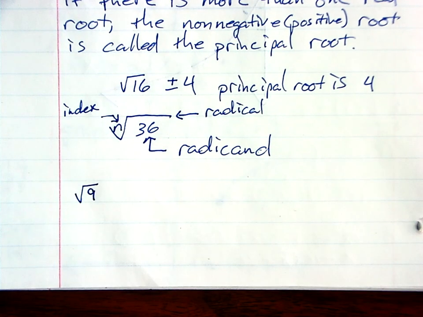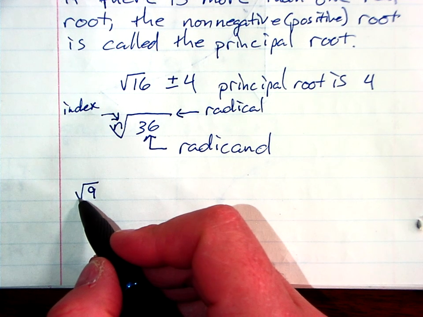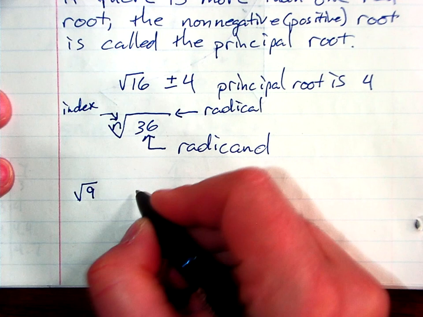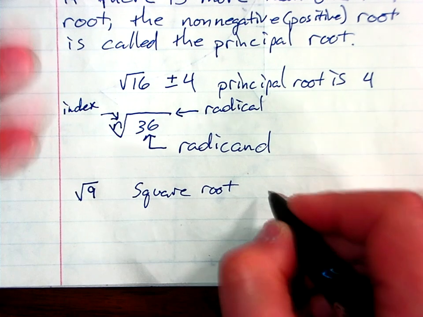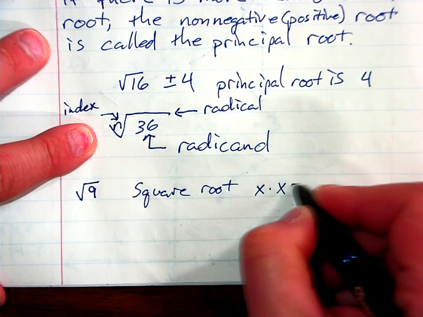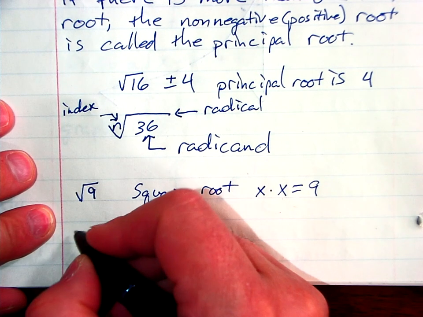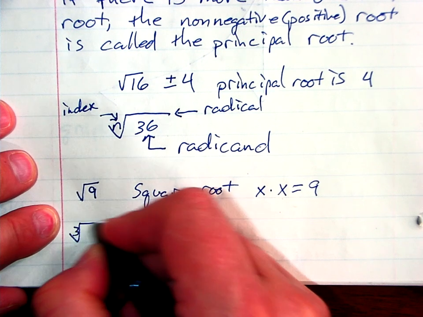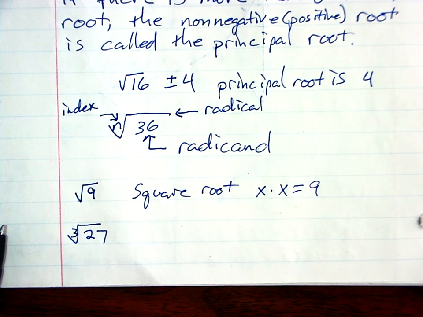All right, this one has an index even though we don't see it. Much like, is that 9 positive or negative? It's positive even though you don't see the plus sign in front of it, right? Because it's implied. Well, if there's nothing here, it's implied it's a 2, which would make it a square root. So this is a square root, because what they're looking for is what number times itself equals 9. We can have a cube root. So our index is actually 3.